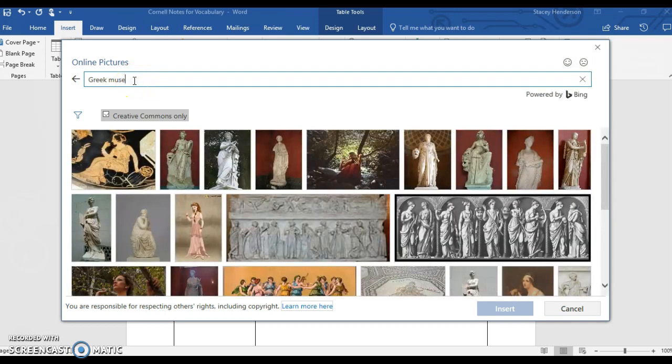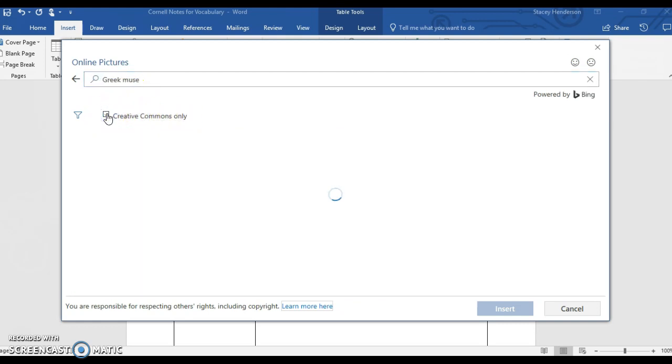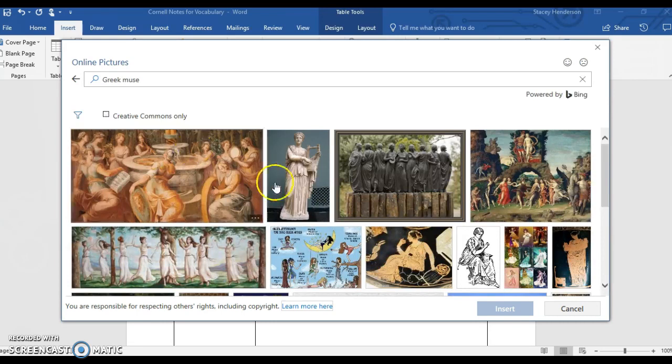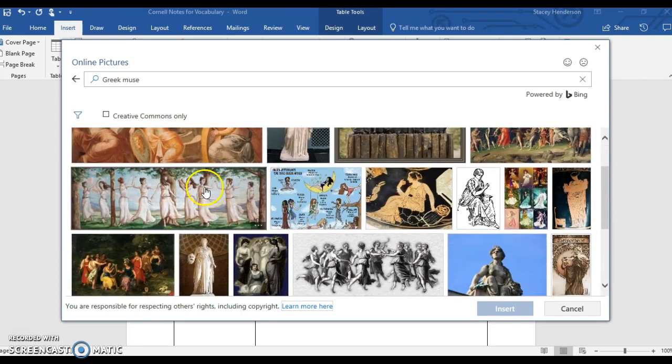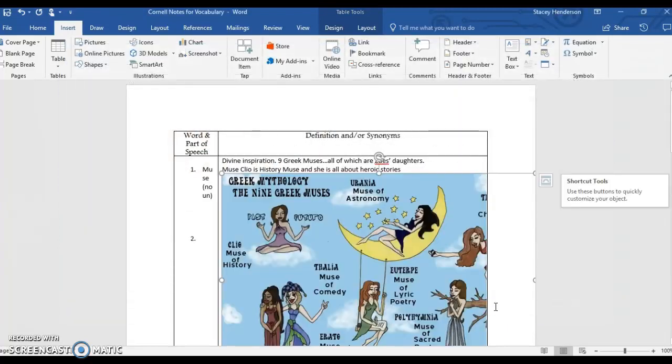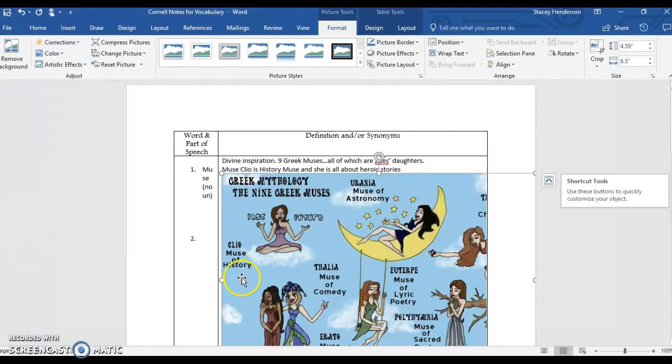Now, something that you should know about this is that when you look up online pictures through this, it has this Creative Commons only. You can actually click out of that and it will give you a whole lot more pictures. So 1, 2, 3, 4, 5, 6, 7, 8, 9. Well, what do you know? There are the 9 muses. Oh, actually, look at this one right here. This is better. Click out of that one. This one has the 9 muses, and it has what they are muses of.